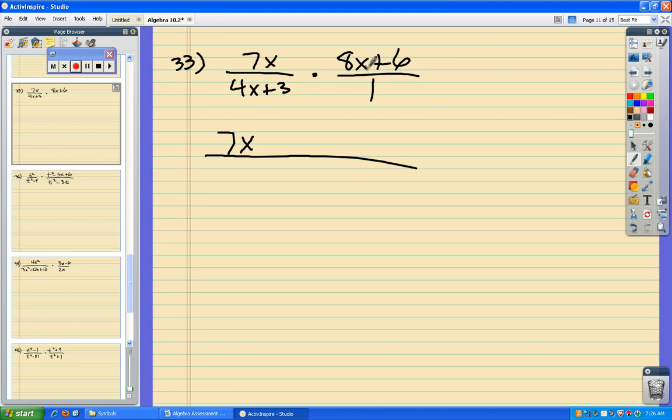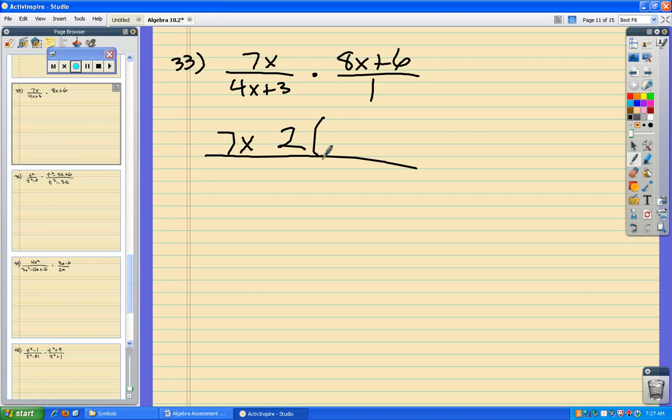But the way a lot of people cancel and make the mistake is they cancel the 8 and 4, they cancel the 6 and 3, and then they'll, yeah, you don't want to do that. Factor the 8x plus 6. They have something in common. A 2.